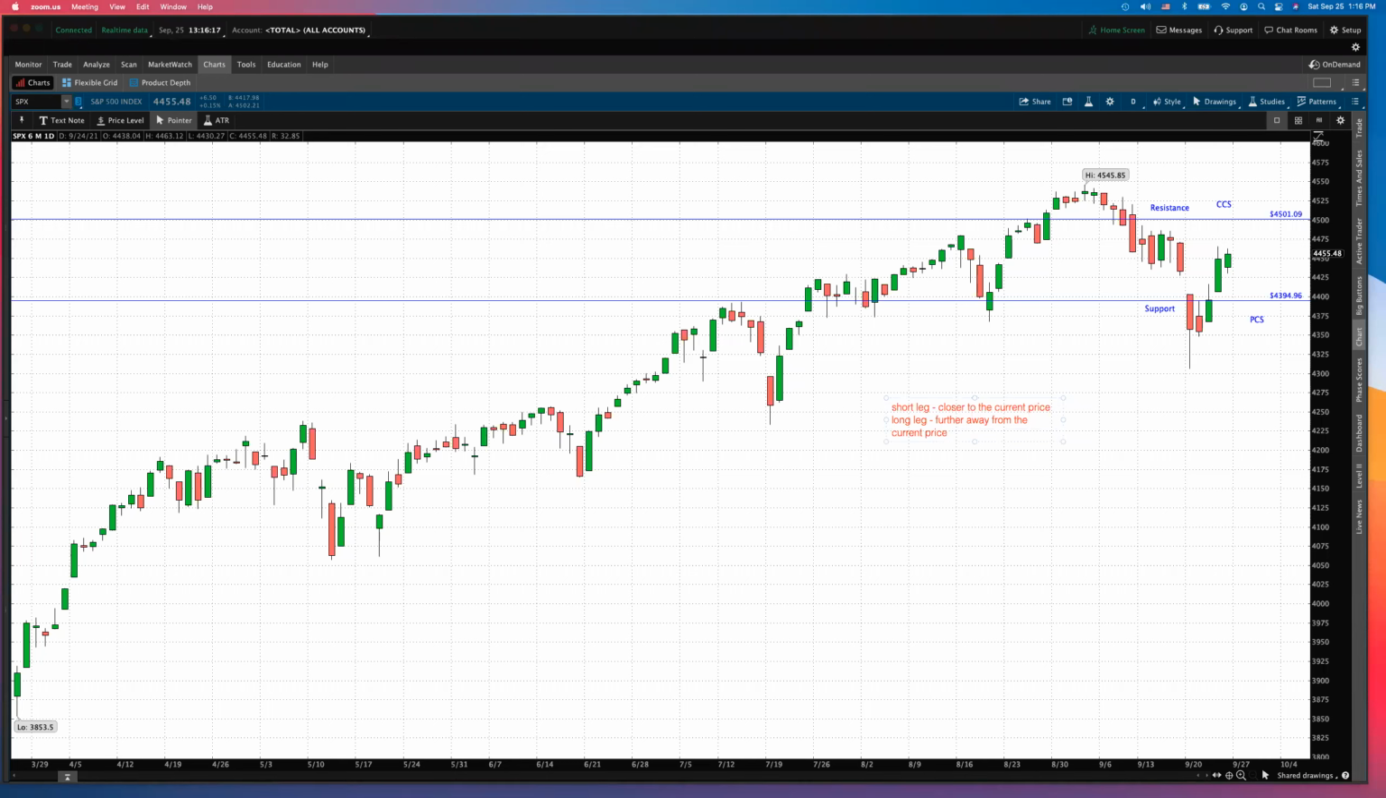Hopefully that is clear. What does that mean? What is the short leg and what is the long leg? I've actually had that question asked before. The short leg means that you're selling, and the long leg means that you're buying. It doesn't matter whether it's a call or a put. If you're buying it, that's the long leg. If you're selling it, that's the short leg.